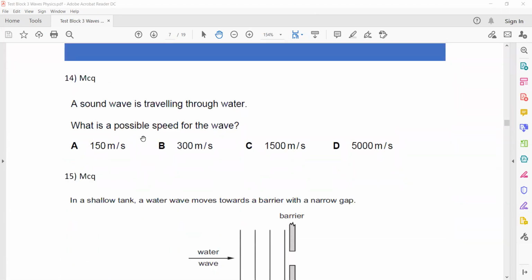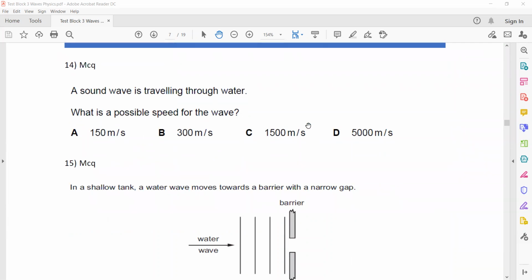The sound wave is traveling through water. What is the possible speed of the wave? So approximate speeds you have to learn. In air it's about 330 to 340. In liquids it's about 1500, and in solids it is 5000.